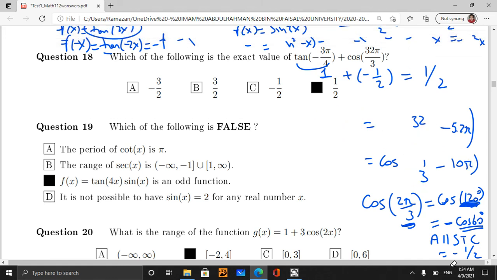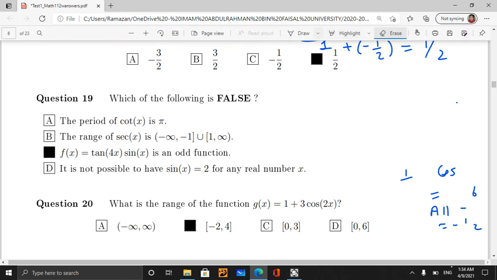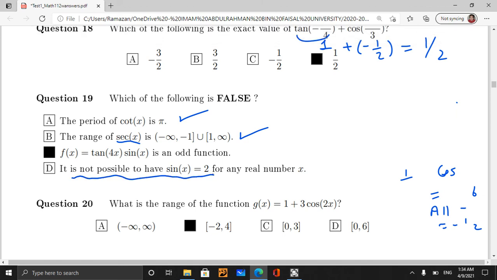When it comes to the 19th question, it says which one is false. The period of cotangent is pi. This is true because the periods of tangent and cotangent are the same, which is pi. The range of secant x is negative infinity to minus 1 and 1 to infinity. This is also true. The other one says it is not possible to have sine x equal to 2 for any real number x. This is also true. Sine x takes values only between minus 1 and 1. This one is a false one.